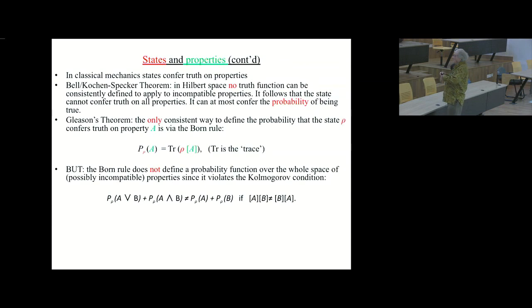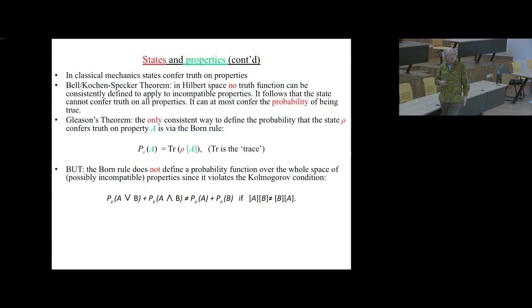So the Born rule is a function on any property in the system, but it doesn't define a consistent probability function if your sample space, since probability functions are always applied to a sample space, is the whole space of all properties, because you can't apply it to incompatible properties. This is the 'and' and the 'or', which are easy to define. I won't go into the details, but this can be consistently defined.